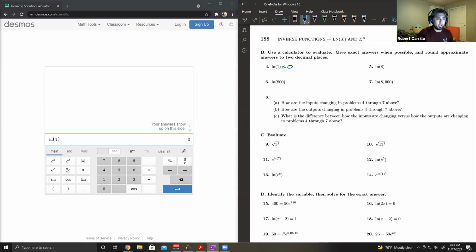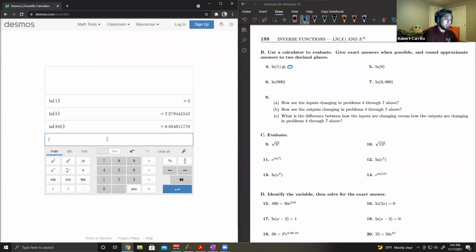Okay, and let's just continue this. Natural log of 8, and then natural log of 800, and then natural log of 8,000. Okay, so natural log of 1 is 0, natural log of 8 is 2.08, natural log of 800 is 6.68, and then natural log of 8,000 is 8.99.